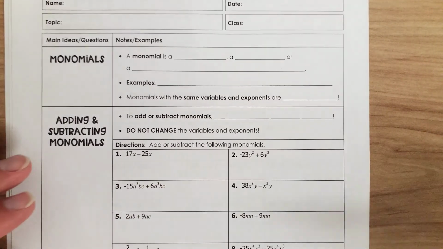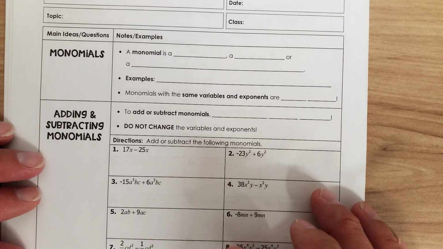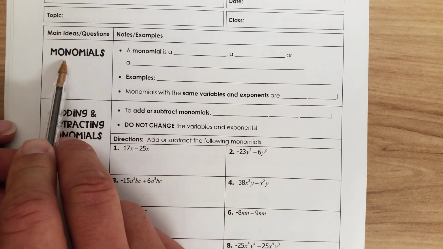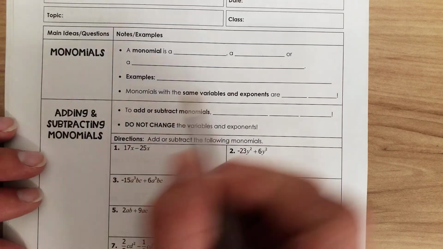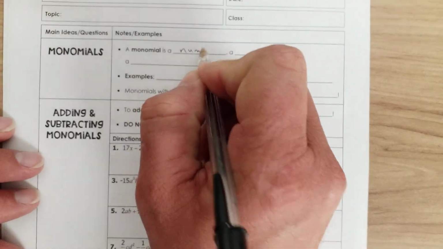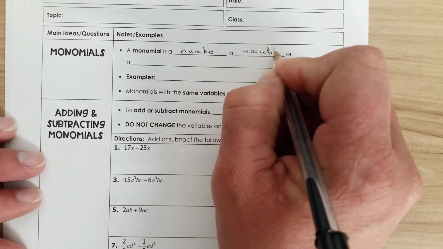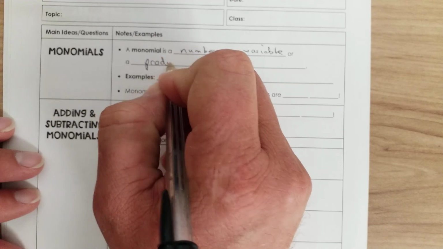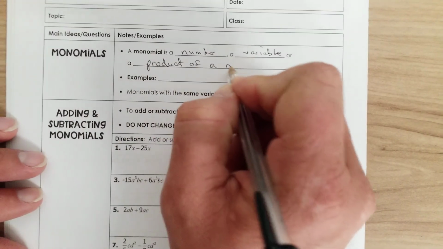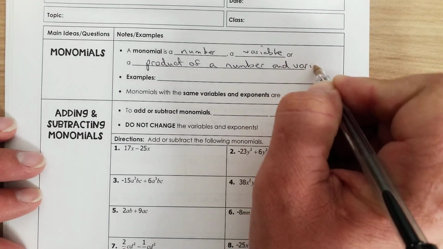Okay, we're going to talk about different types of polynomials, and the first term that you need to learn is a monomial. We're going to have a lot of new vocabulary in this unit. A monomial is simply a number, a variable, or a product of a number and variables.